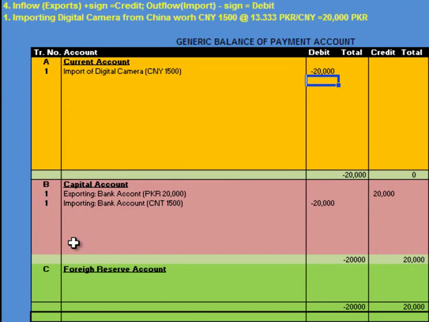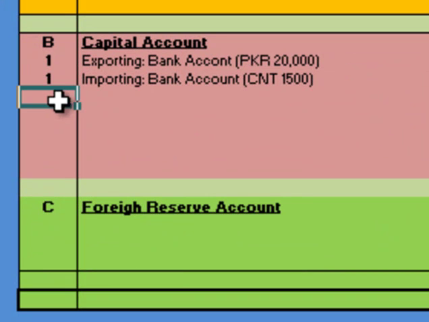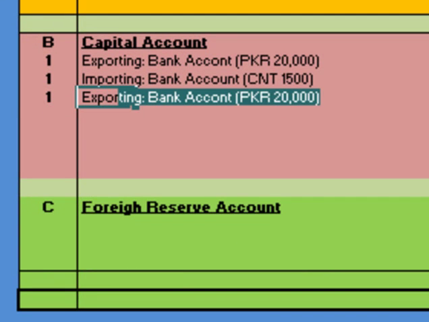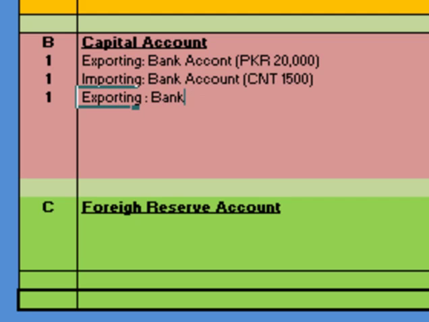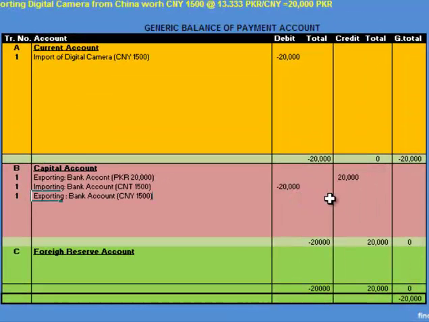So definitely bank accounts are recorded in the capital account of balance of payment. So in capital account we shall record exporting bank account, and this is Chinese yuan 1500, which is equal to 20,000 Pakistan rupee. Now you are exporting, so exports would be recorded as credit, so 20,000.